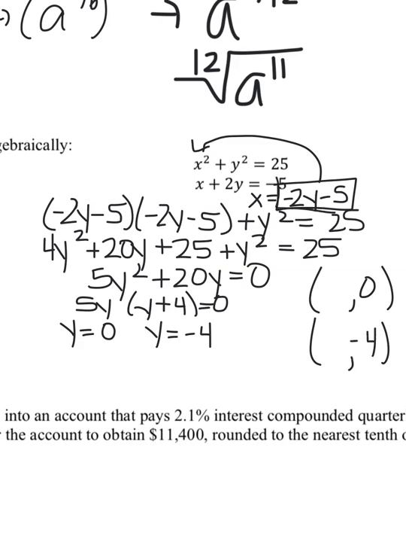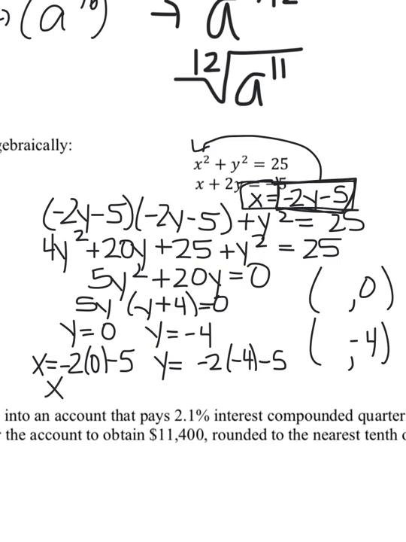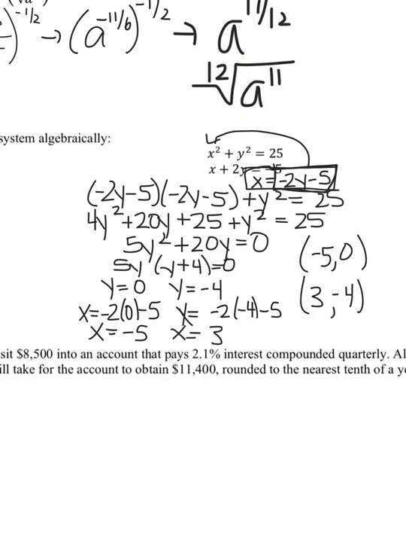So this is where this box comes into play, what I boxed up here. X equals -2y minus 5. I plug in 0 and -4 in for y. So when y is 0, you get x is negative 5. So this point is negative 5 comma 0. Oh, this should be an x. And when y is negative 4, x should be equal to 3. So you get two answers, negative 5 comma 0 and 3 comma negative 4.